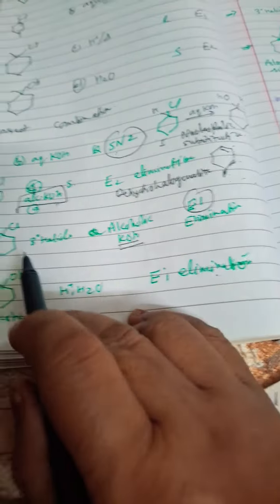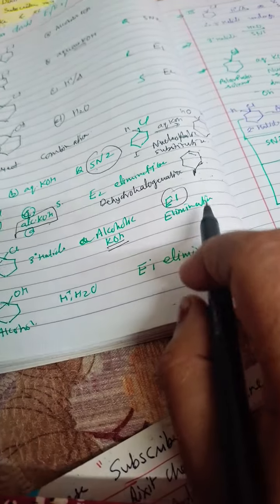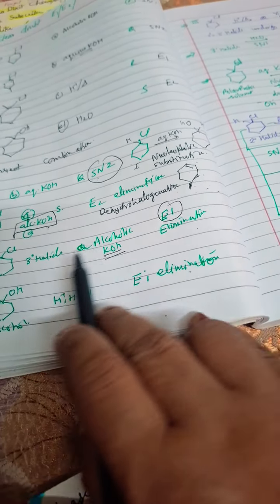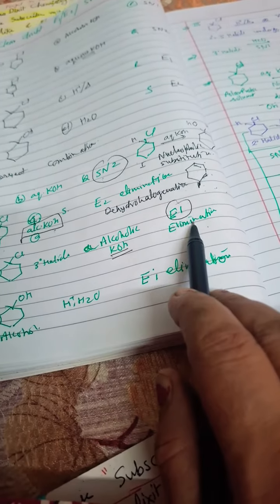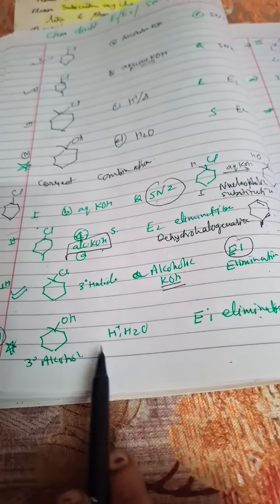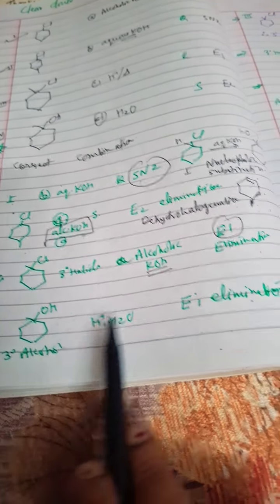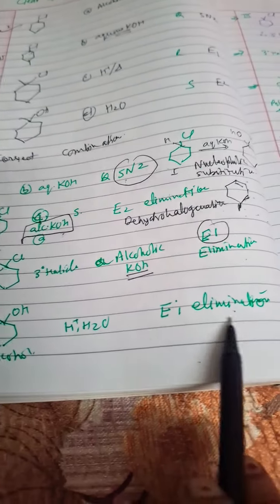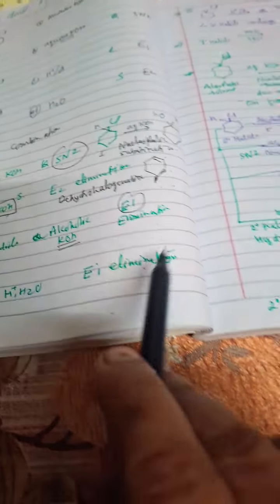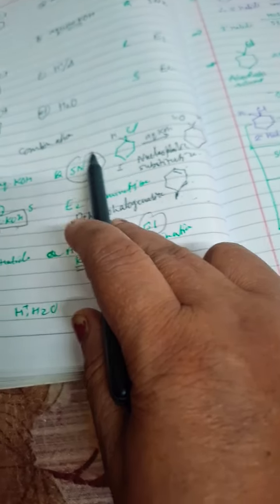Now this is a 3-degree halide. When it reacts with alcoholic KOH, E1 elimination takes place, dehydrohalogenation occurs. Now when this is a 3-degree alcohol, it will give only one reaction, that is the H positive, H2 elimination reaction, so E1 elimination takes place. First I discussed E1, and here E2 and here SN2.